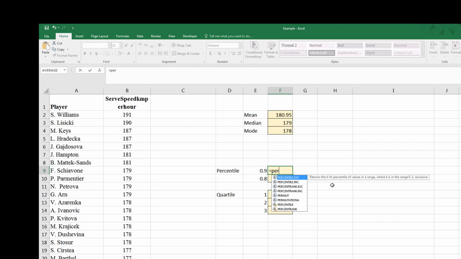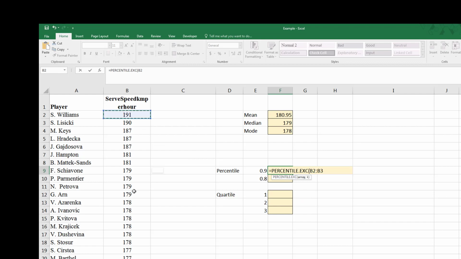This top one says returns the kth percentile of the values in a range. Okay, well, notice that way down here, it's got a little yellow sign in it. This function is roughly the same function. It's just an older function. So I'm going to stick with this new one. Double click it. I want the 90th percentile of this range of numbers. So point to the range and then point to the 90%.